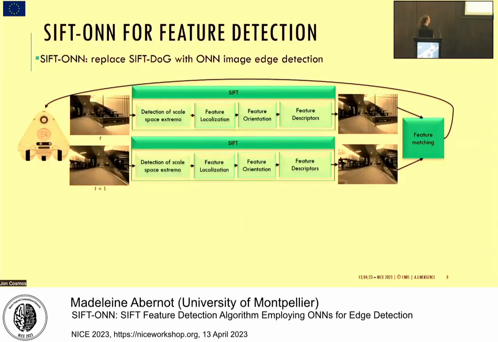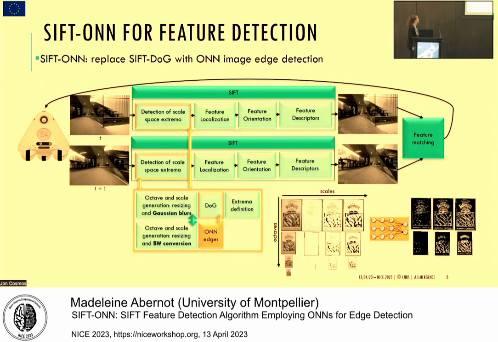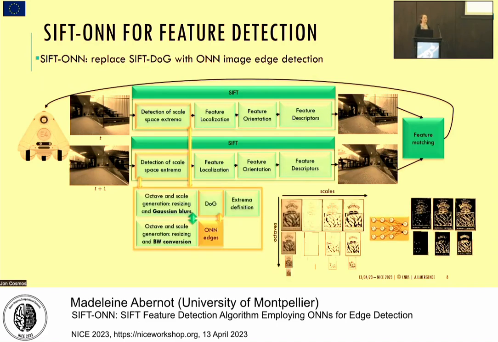The first step of the SIFT feature detection algorithm is called a difference of Gaussian. If you look at the output of a difference of Gaussian, it really resembles the output of an image edge detection. So we thought maybe we can just replace this part of the SIFT algorithm with our ONN edge detection, and maybe it will speed up the process. So this is what we did.